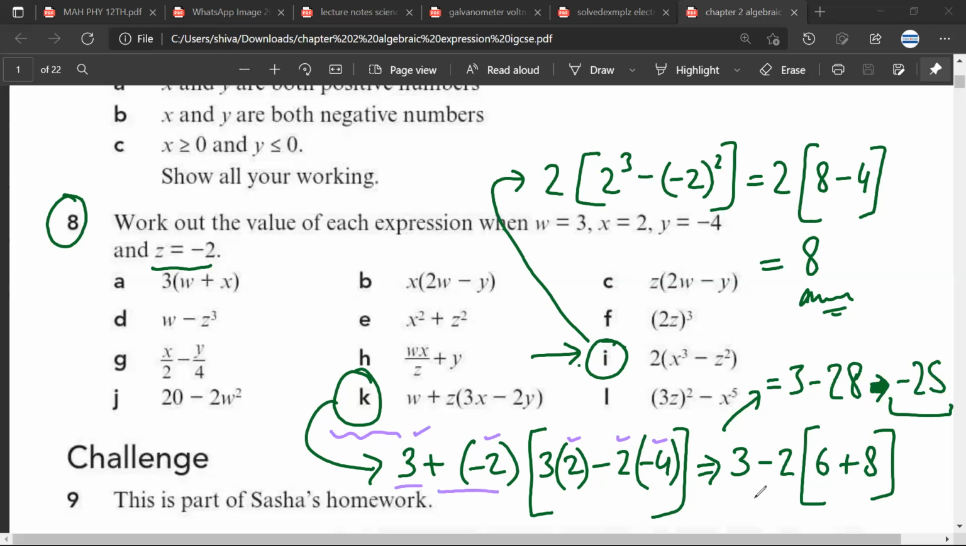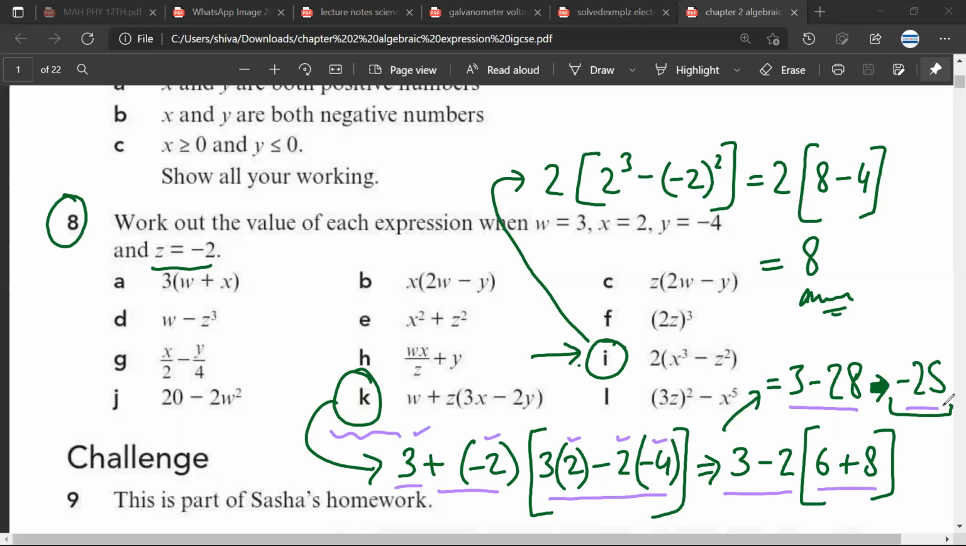So should I say how I got my answer, sir? यार, मैं एक बार चेक कर लो. हाँ, sir, एक बार चेक कर लो. 3 minus 2, हाँ, and this would be 6 plus 8. 3 minus 8 plus 6 is 14. I think this is correct.